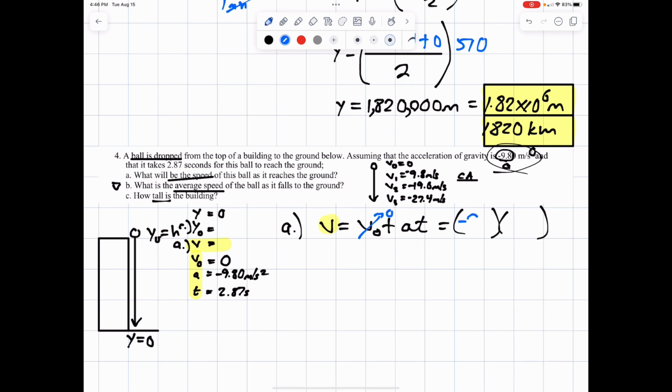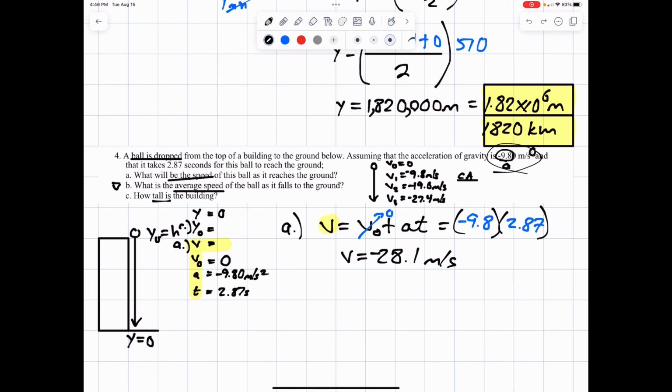Okay, A is negative 9.8, T is equal to 2.87 seconds. Multiply those two, and we get about 28.1 meters per second. Now, the reason I didn't put the negative in there, so the velocity would be negative 28.1, is because it's a downward velocity.